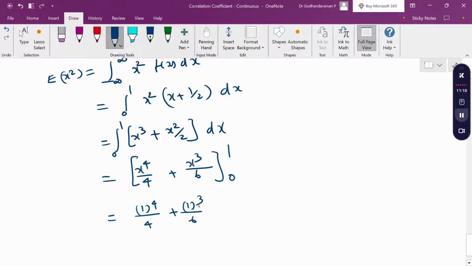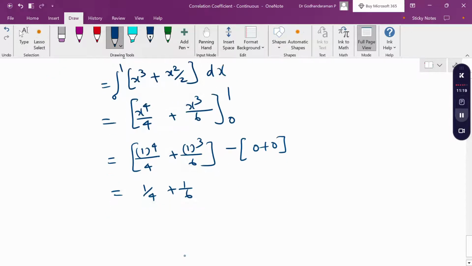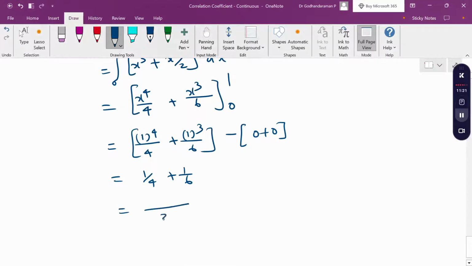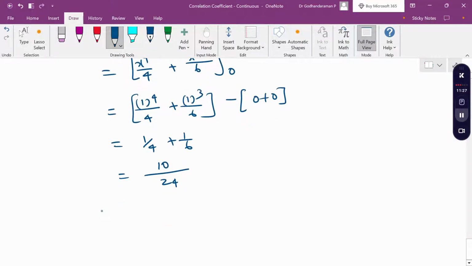So upper limit 1, minus of lower limit 0. Therefore 1 by 4, 1 by 6. I am taking the LCM 24 and cross multiplication 6 plus 4, 10 by 24, 5 by 12. So this is the expectation of x square value.